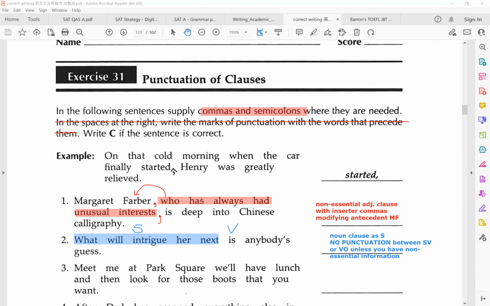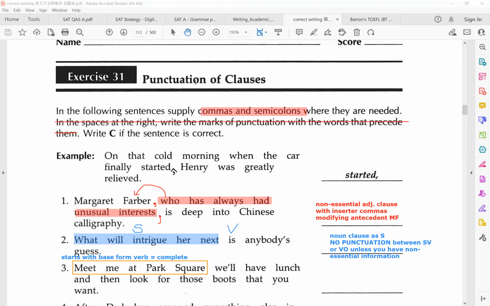All right, and number 3, meet me at Park Square. So this is actually quite special. What is this? This is actually an imperative sentence. So it is a complete sentence even though it doesn't have a subject, right? When your imperative starts with a base form verb, it is complete, right? So teachers often say, be quiet, stand still, sit down, please, let's go. So these are imperative sentences, okay?